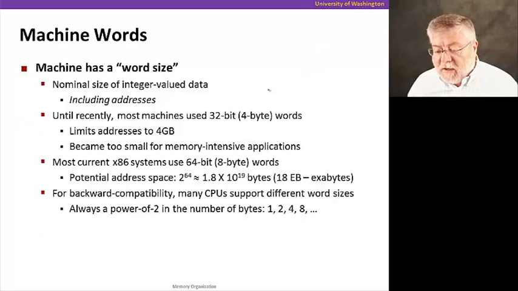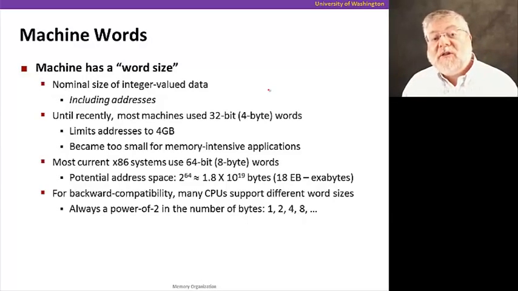All right, so let's talk a little bit about machine words. I've been mentioning that maybe we'll have machines with 32-bit addresses or 64-bit addresses. That amount corresponds to the word size of the machine. The word size is also the nominal size of all the integer values we use. So in a 32-bit machine, we'll have integers that can go up to 32 binary digits. And this includes addresses represented in words.